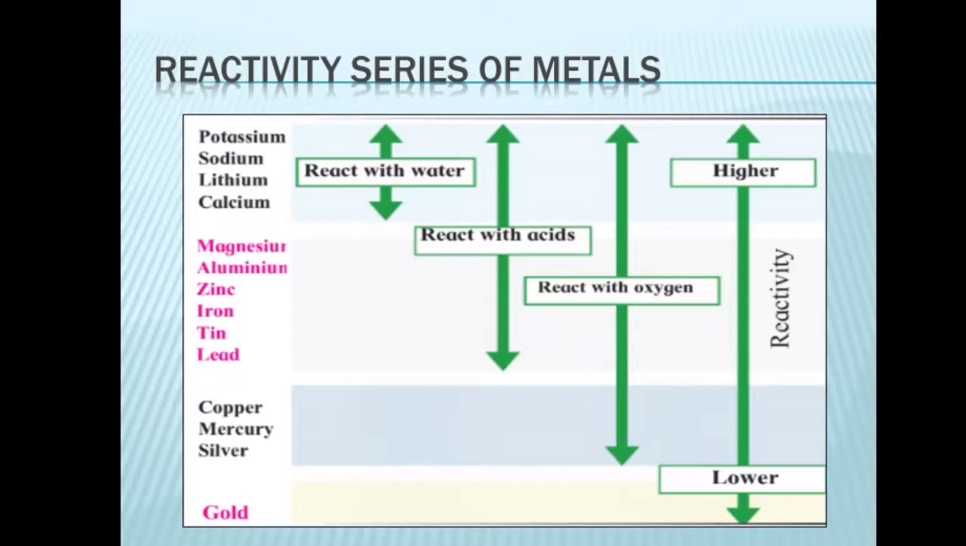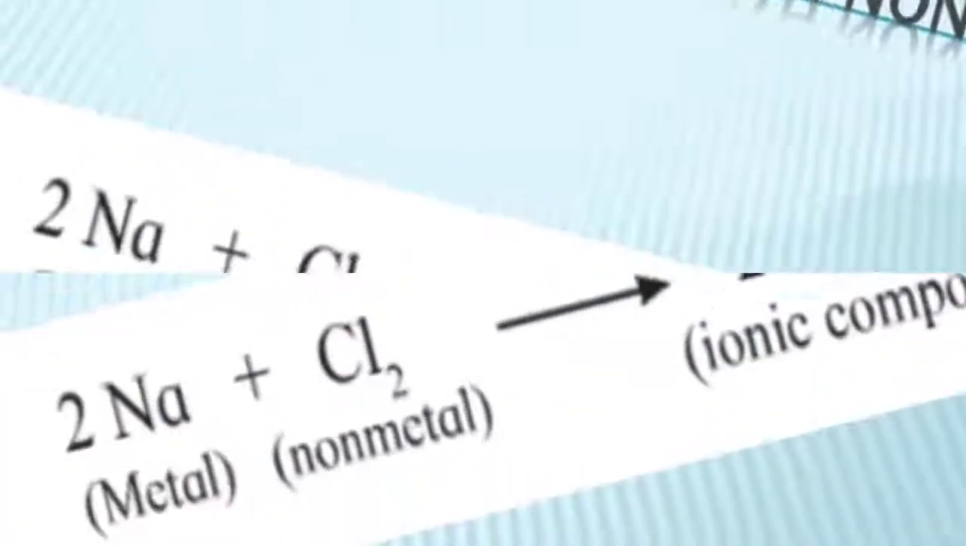First group, highly reactive metals, that is potassium, sodium, lithium and calcium. Second group, that is moderately reactive metals: magnesium, aluminium, zinc, iron, tin and lead. Last one, that is the less reactive metals: copper, mercury, silver, and the lowest is gold.